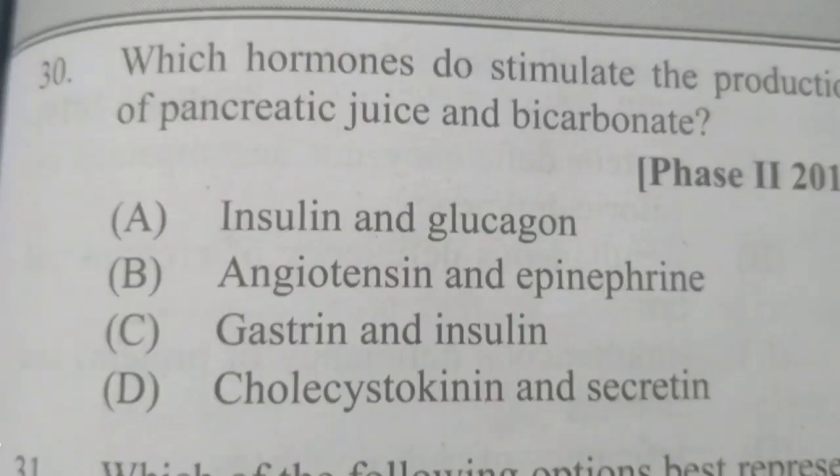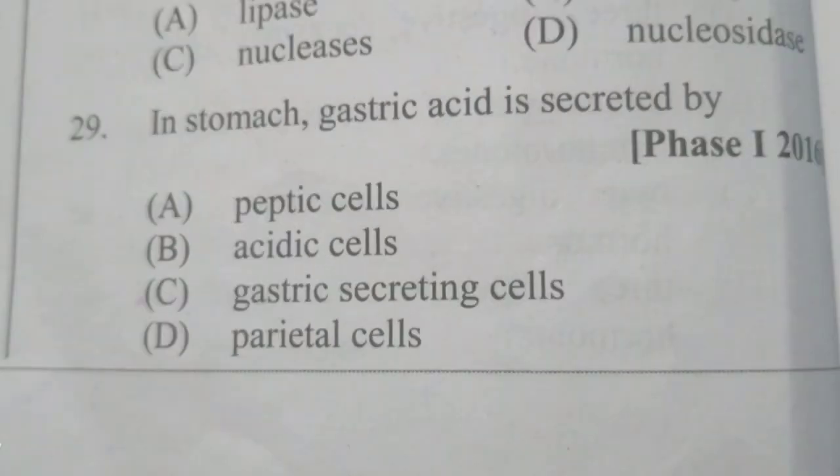Okay, our next question is which hormones do stimulate the production of pancreatic juice and bicarbonate? You need to know the answer. Our correct answer is D, cholecystokinin and secretin. You just note this down because it is so important. Okay, our next question is in stomach gastric acid is secreted by, I think you know the answer. Our correct answer is D, parietal cells.